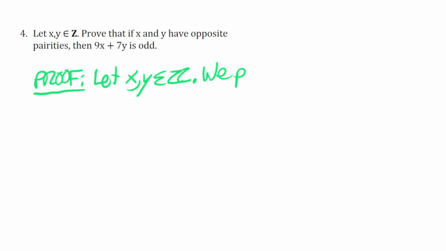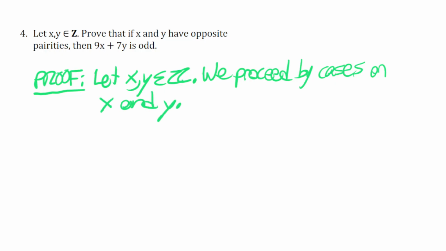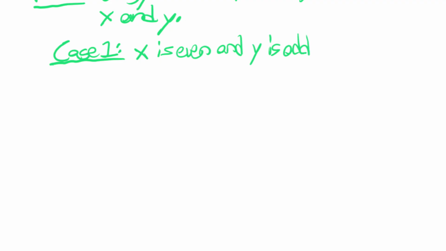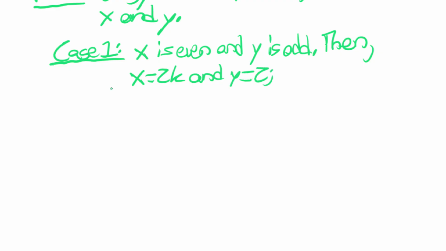and we proceed by cases on x and y. So the first case, we are going to let x be even and y be odd. So then we have x equals 2k and y equals 2j plus 1, where k and j are integers.